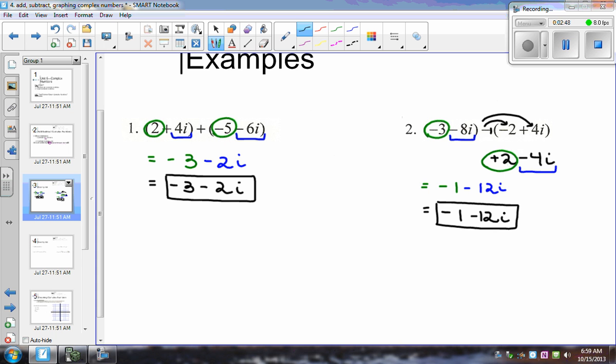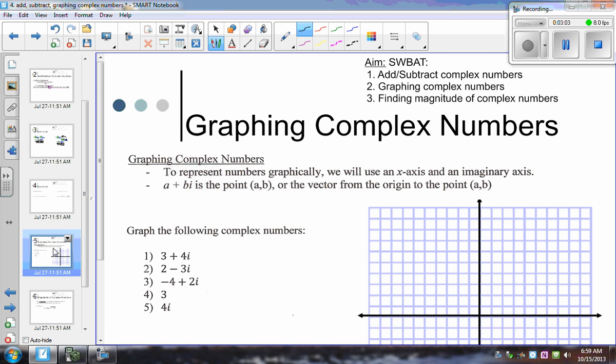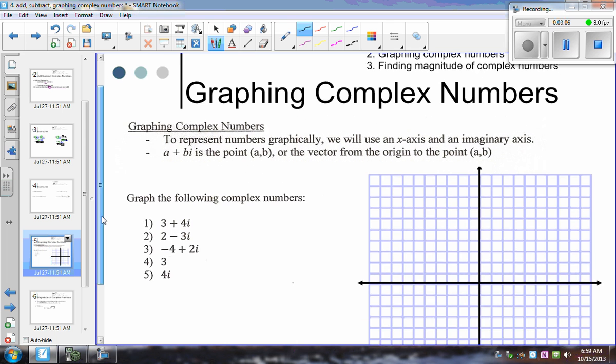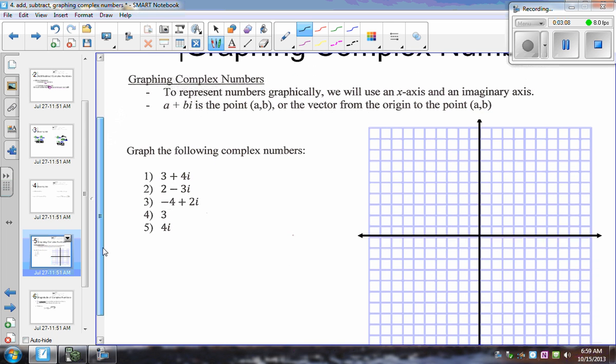So hopefully, guys, you can see how easy this truly is. In adding, combine like terms, just like you did in algebra. In subtraction, distribute that -1 just like you did in algebra. Combine the real to real and the imaginary to the imaginary, and you are done. Now, as far as graphing is concerned, this is actually just as easy as well.